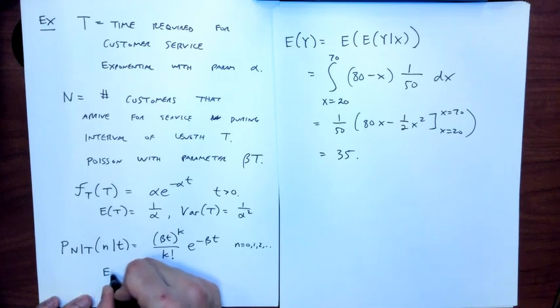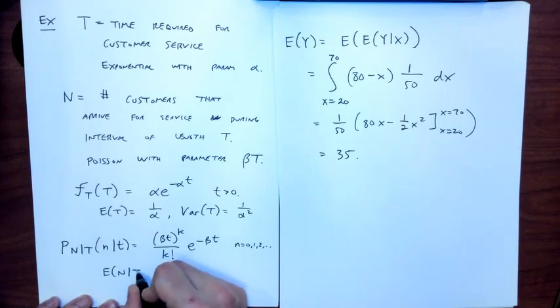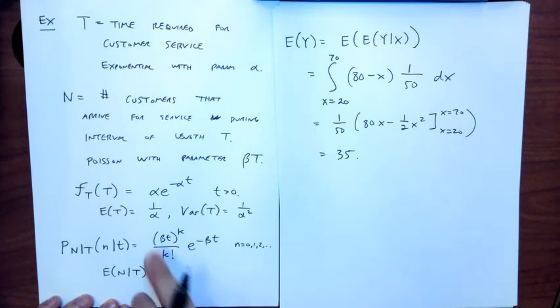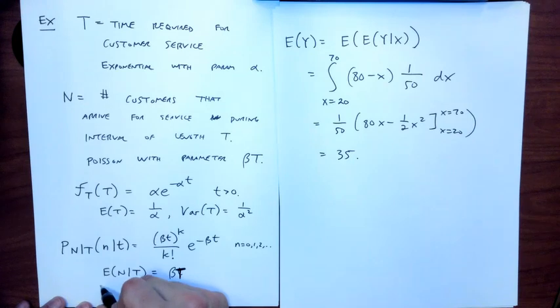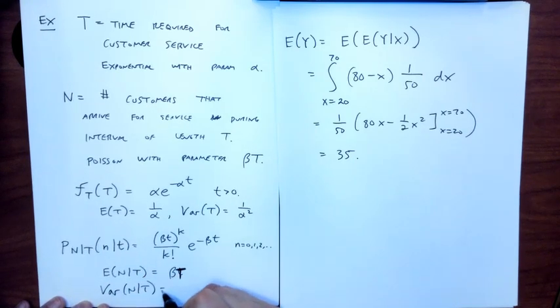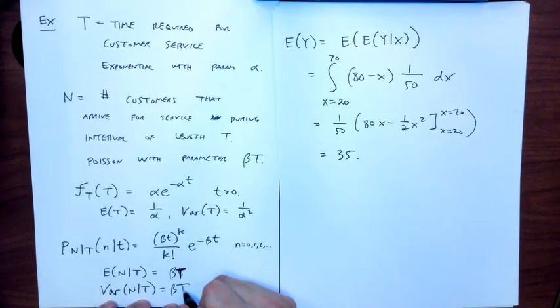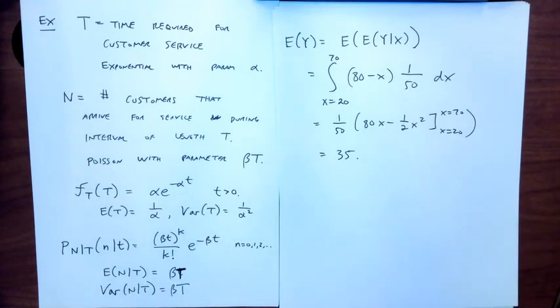Now, the expected value of n given some value of t is just the mean of this distribution, which I already know is beta t, or in this case beta capital T, because my t is over here. The variance, which we also learned from the table long ago, also turns out to be beta t. This comes from the definitions of Poisson.